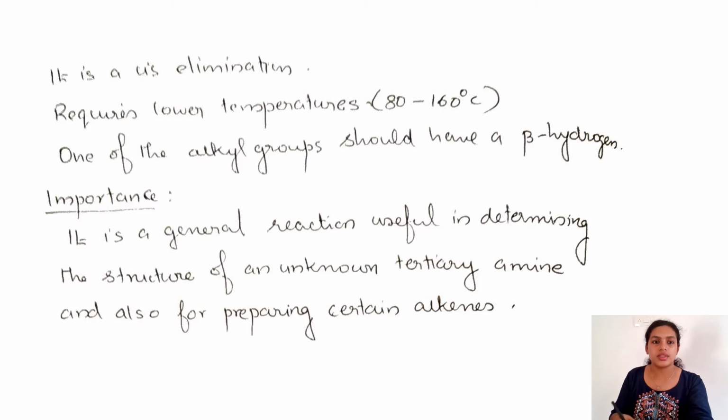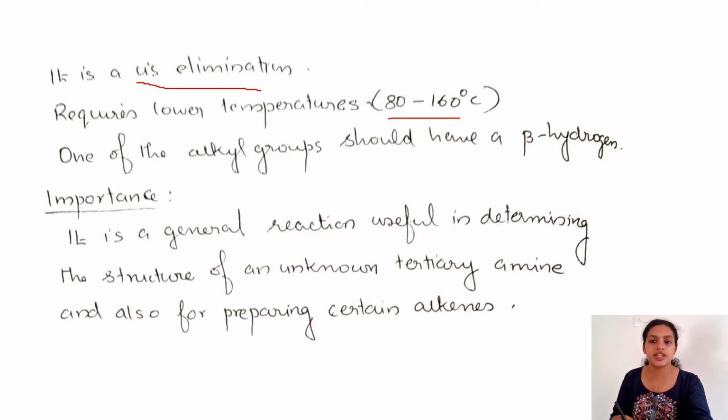The points to be noted are, the Cope elimination is a cis elimination. Of course, most thermal eliminations are cis eliminations, and it requires a much lower temperature of 80 to 160 degrees Celsius when compared to other pyrolysis methods. The cracking of esters in ester pyrolysis actually takes 400 to 500 degrees Celsius. When compared to those other thermal elimination reactions, these undergo the reaction at very low temperatures.